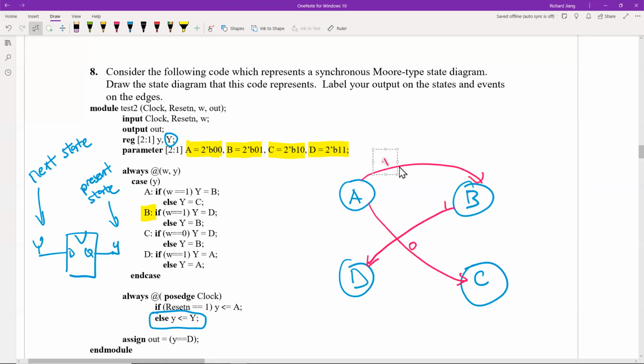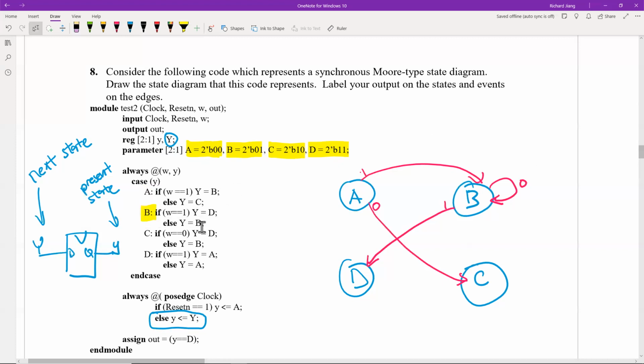We should try to write these little transitions as close to the bubbles as possible, so we don't get lost later. And then it says, if W is not equal to 1, then the next state should be B. So if the input W is not equal to 1, so I should say 0 there, then it goes back to itself. Did that make sense to you?